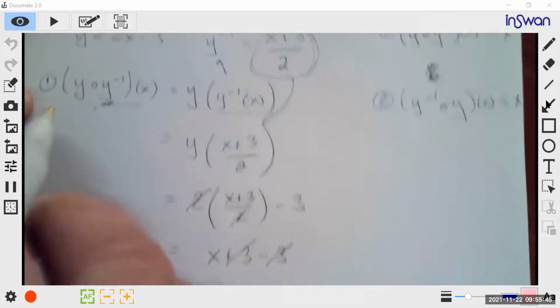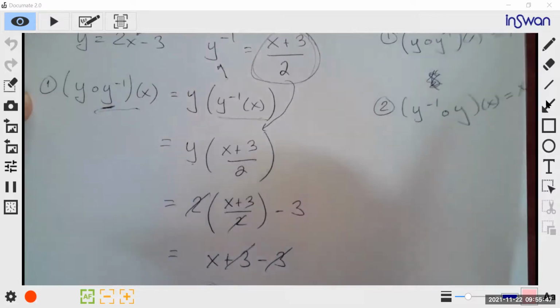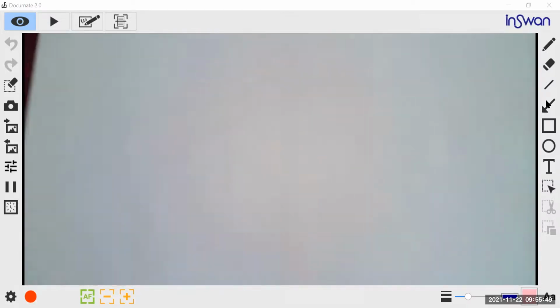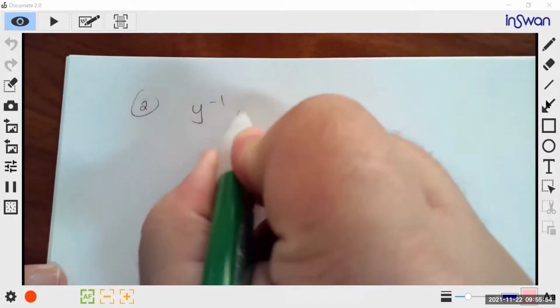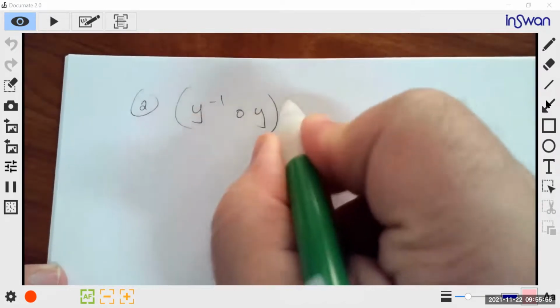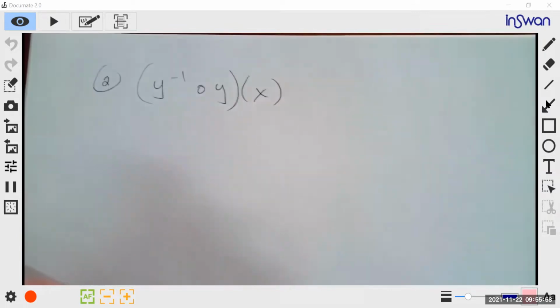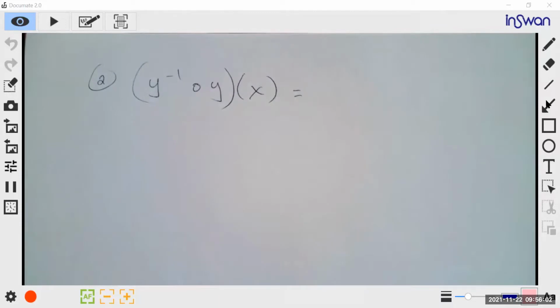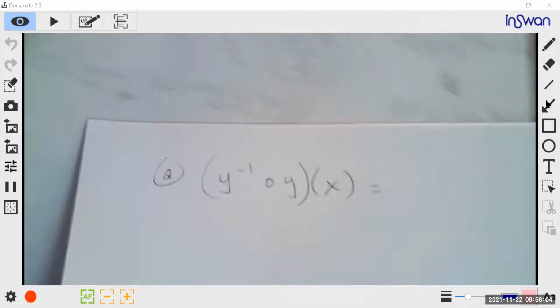That's only the first way. That's y to y inverse. Let's do the other way. The second way, y inverse of y. Remember our functions.